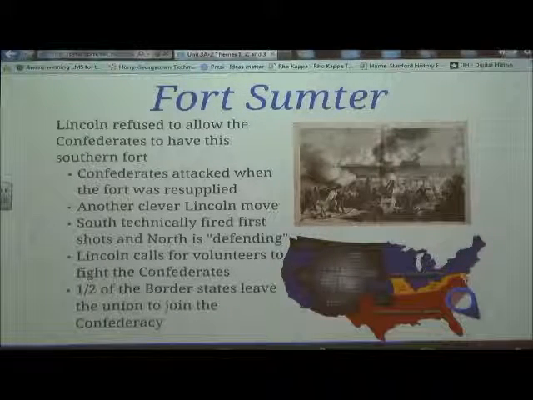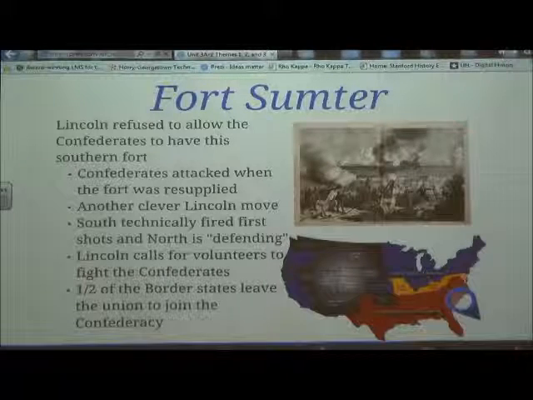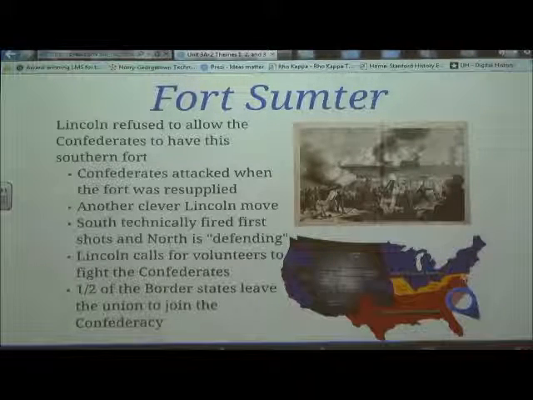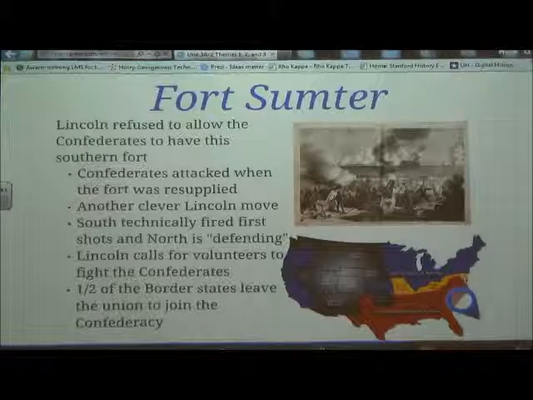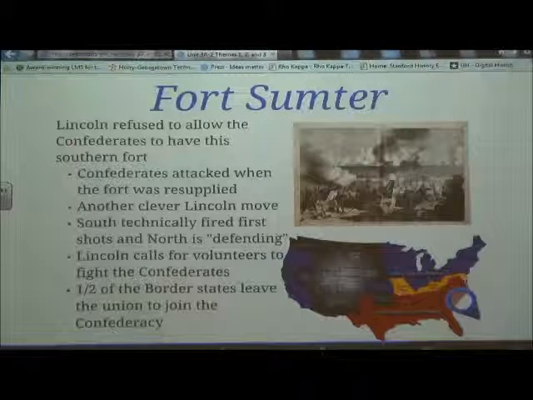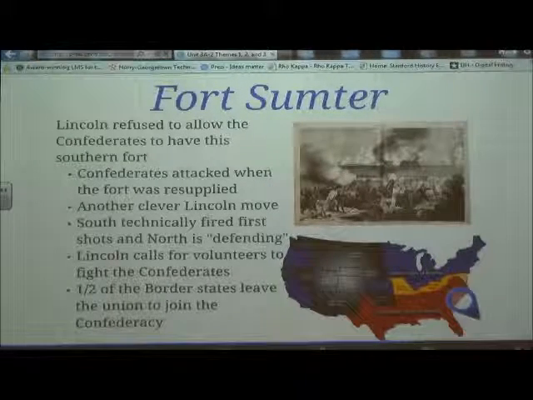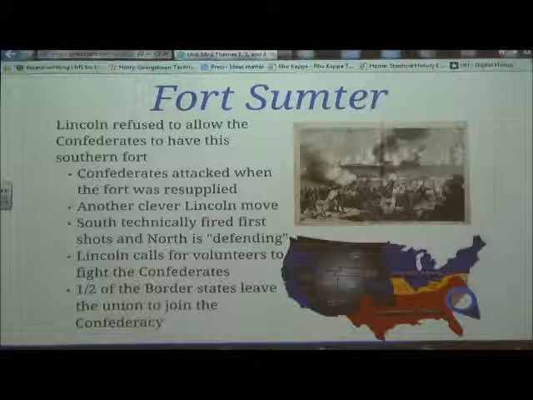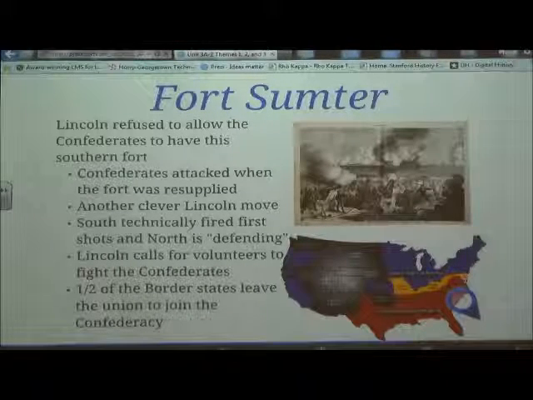Technically, the South fired first, and actually this is a point of pride in some southern areas that the South started the Civil War by firing at Union troops. The North could then claim that it was simply defending itself by attacking the South. Lincoln called for volunteers to fight the Confederates.